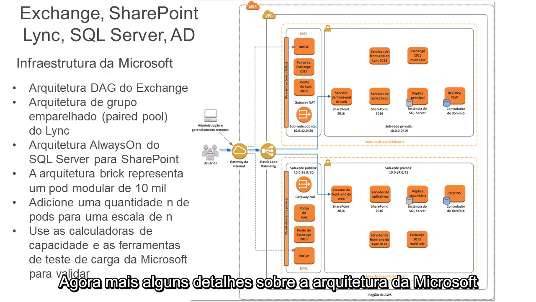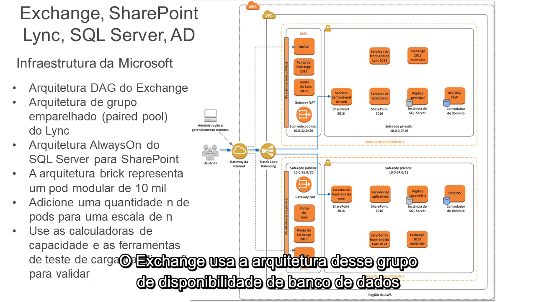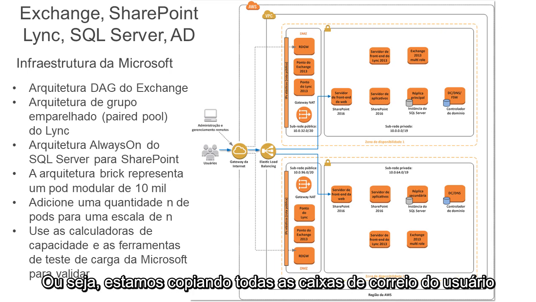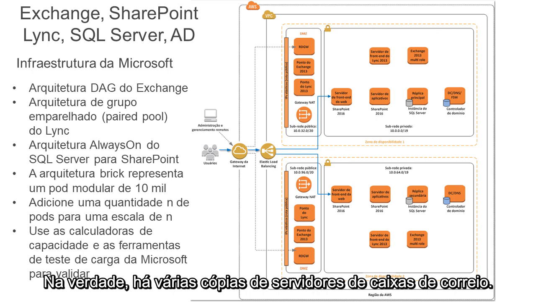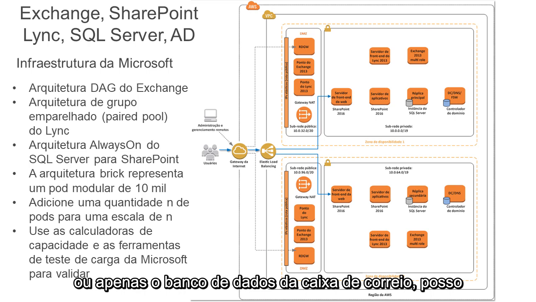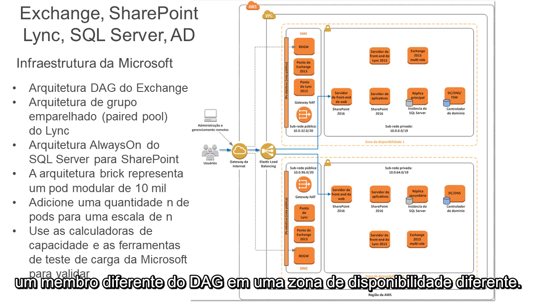Okay, now a few more details about the Microsoft architecture that's running in terms of infrastructure. Exchange uses this database availability group architecture that I mentioned we had deployed for our Amazon deployment. What that means is that we are copying all the user mailboxes on servers that are in both availability zones, and we actually have multiple copies of mailbox servers. And so should I lose an entire server or should I lose just a mailbox database, I have the ability to recover either within an availability zone or through a different member of the DAG in a different availability zone.